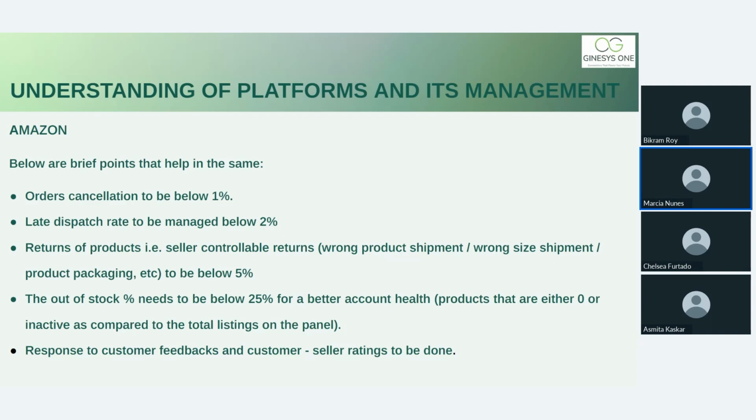Returns of products, that is, the seller controllable returns, wrong product shipments, or wrong size, product packaging, need to be below 5%. The out of stock range needs to be below 25% for a better account health. Products that are zero or inactive as compared to the total listings on the panel is the data that is calculated to arrive at the out of stock range percentage. Responding to the customer feedbacks and customer seller ratings has to be done.